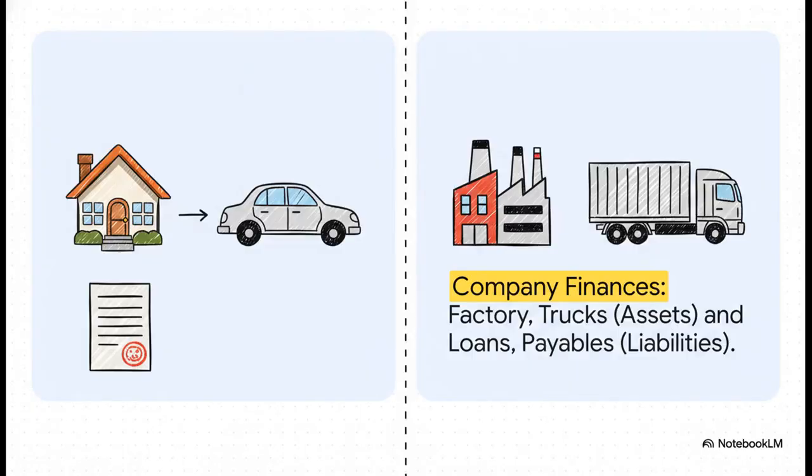Let's start by thinking about it like this. A company's finances, they're a lot like your own, just with a whole lot more zeros at the end. For you, assets are things you own that have value: your house, your car, your savings. Liabilities are what you owe: that mortgage, your bills. For a company, it's the exact same idea. Its assets are the factories and trucks it owns, and its liabilities are the loans it needs to pay back. It really just boils down to what you own versus what you owe.